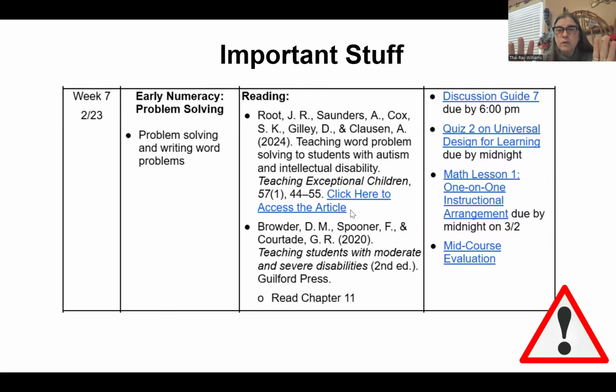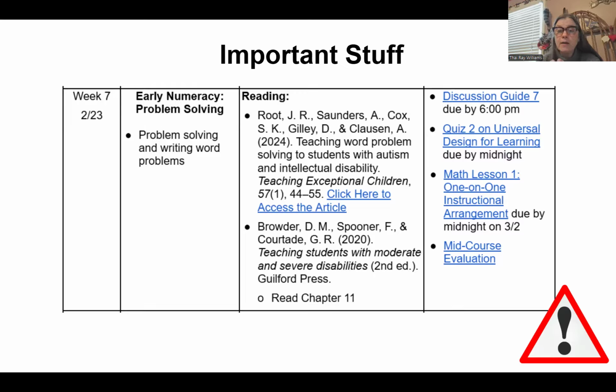These dates are only for the current cohort. So it is your responsibility that you look on Canvas and that you look at your syllabus to see what dates are correct for your cohort. And so, coming up next week, obviously, you have your discussion guide due. You have a quiz on universal design for learning that mirrors the one on systematic instruction.